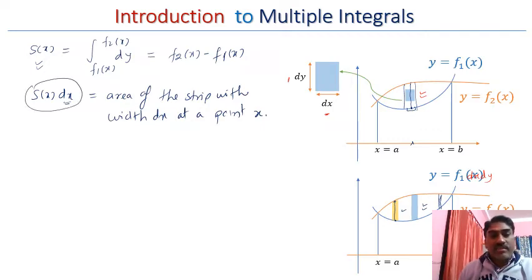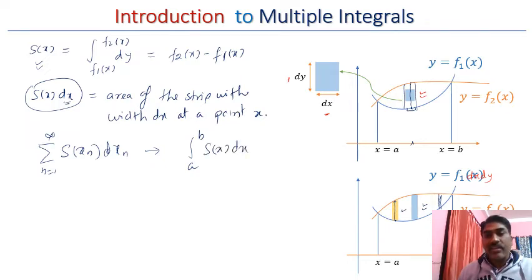With the earlier method, what does it do? The sum over n from 1 to infinity of S(xn) dxn, if this exists, you know that we denote it by the integral from a to b of S(x) dx. So if this sum exists, it is denoted by this integral, meaning this integral exists.